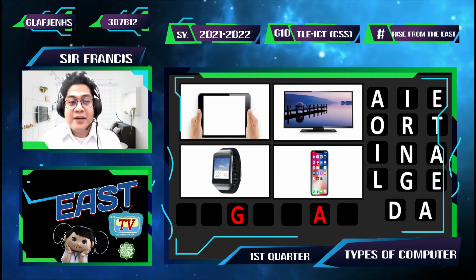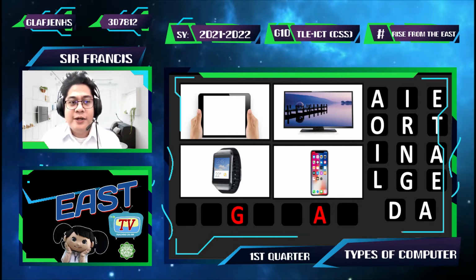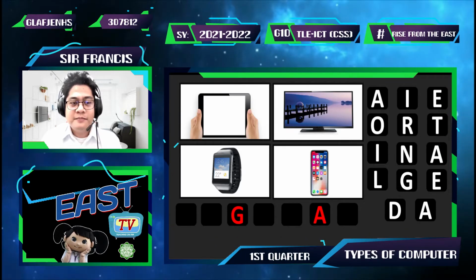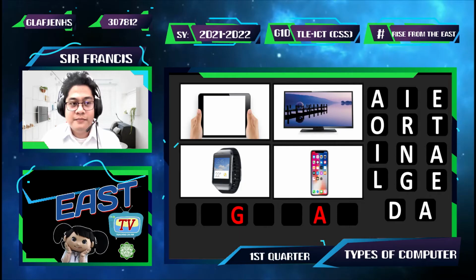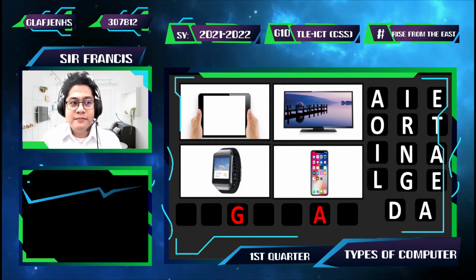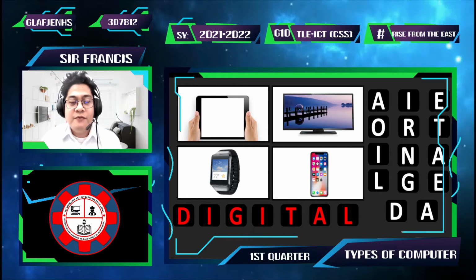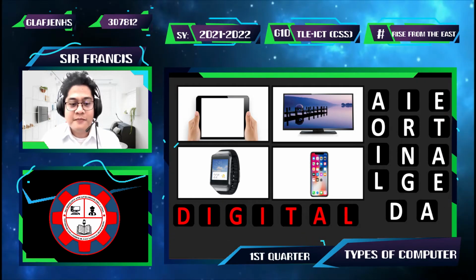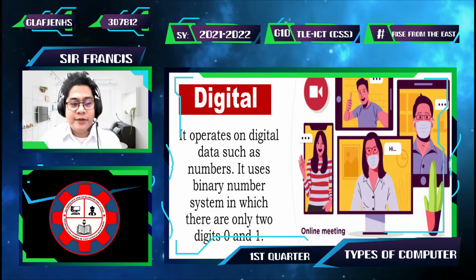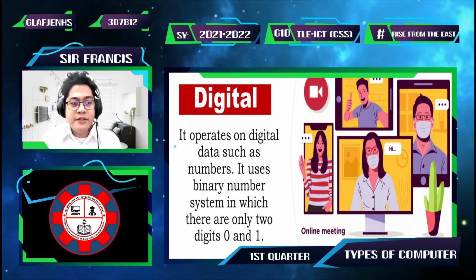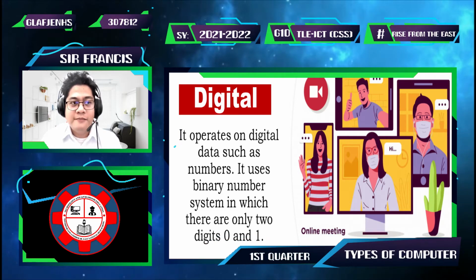How about the second word? You have 5 seconds to try and identify the term. If your answer is digital, very good, you are correct. Digital computer operates on digital data such as numbers. It uses binary number system in which there are only two digits, 0 and 1.